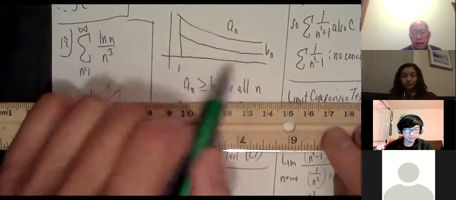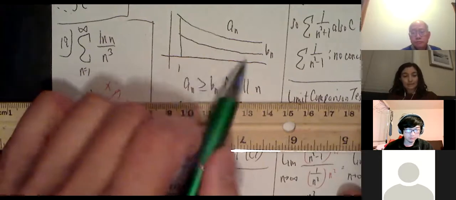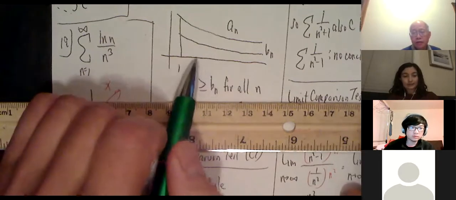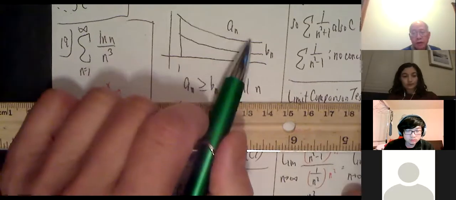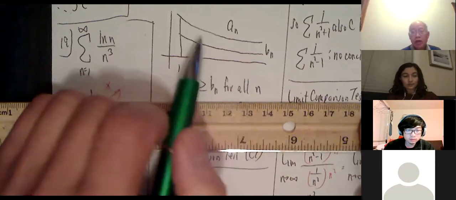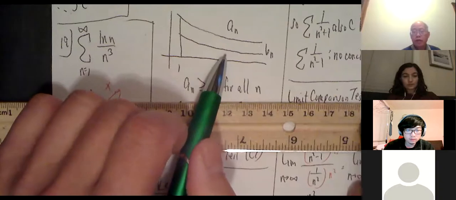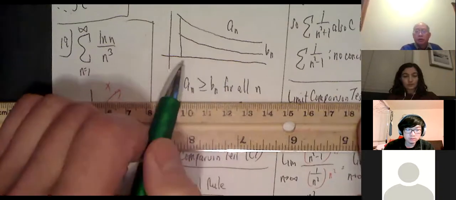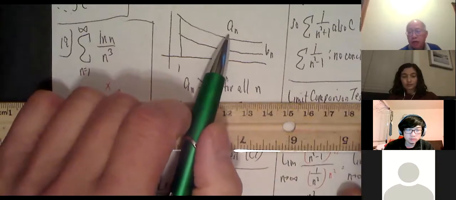Suppose b sub n diverges, blows up, goes to infinity. You look at the picture. B sub n goes to infinity. What does that tell me about a sub n? It also diverges, right? How can a sub n converge to a real number if something smaller than it already diverges? So if b sub n diverges, a sub n also diverges.